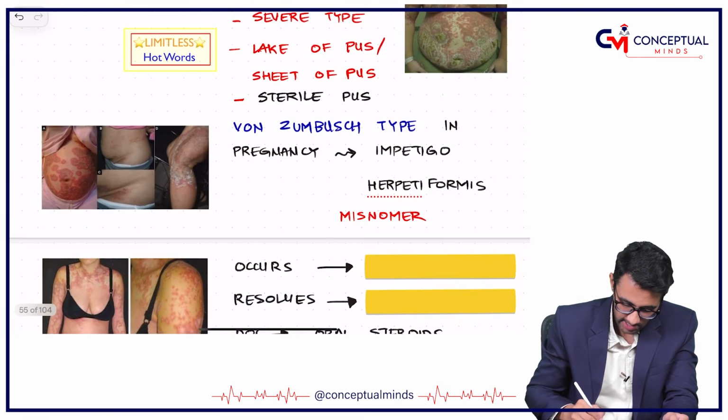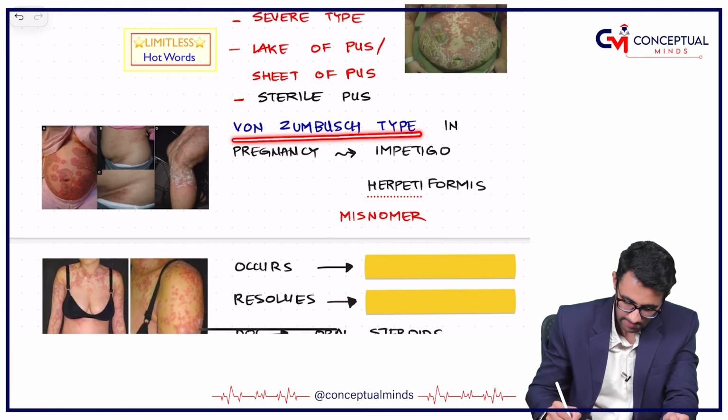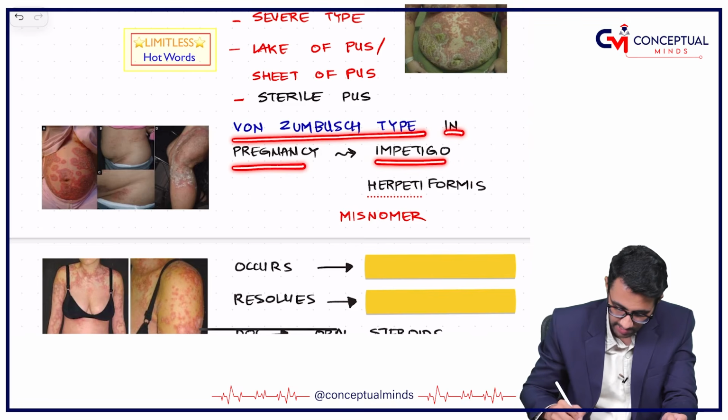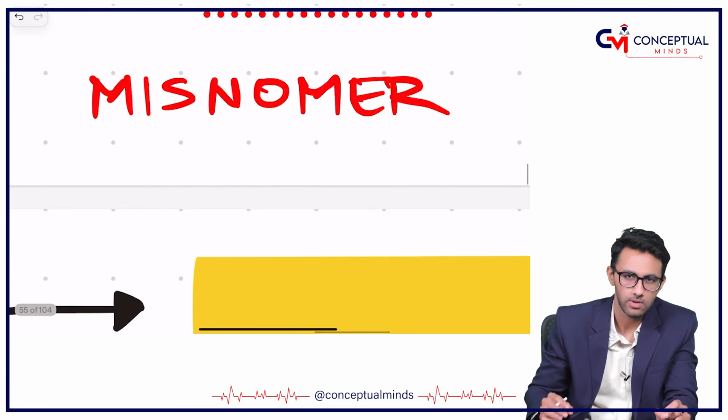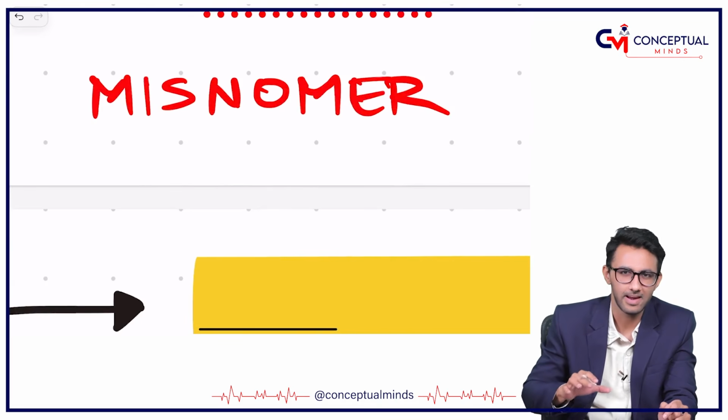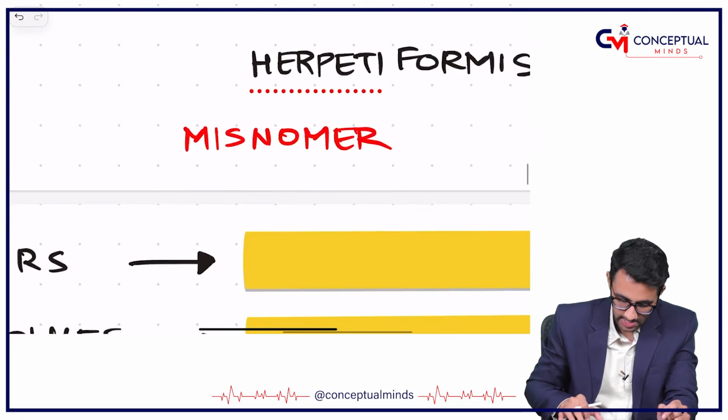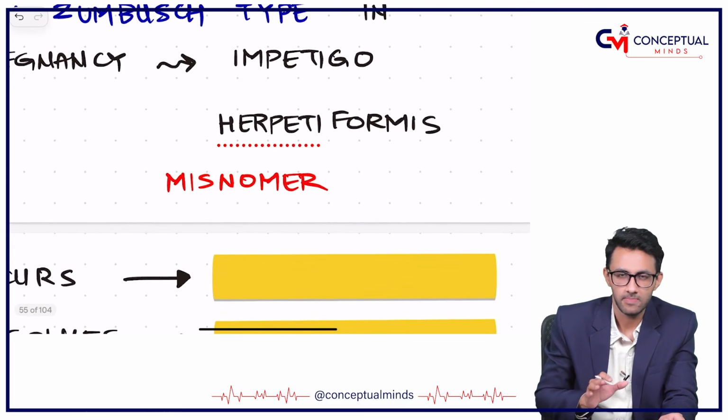This was the thing I was just asking you about, that von Zumbusch type. In pregnancy it is impetigo herpetiformis. Okay, it is in pregnancy. When it comes and when it goes is also important, we will discuss that. But the first thing is, it is a misnomer. Please mind this, that it is a misnomer. There is nothing herpes in it, no herpetic infection involved in it. No HSV, no HPV, no nothing.